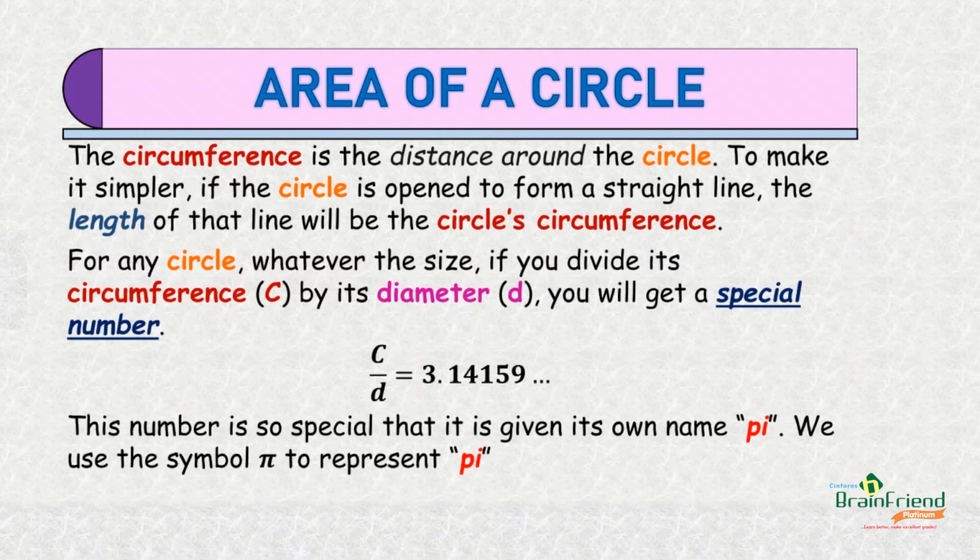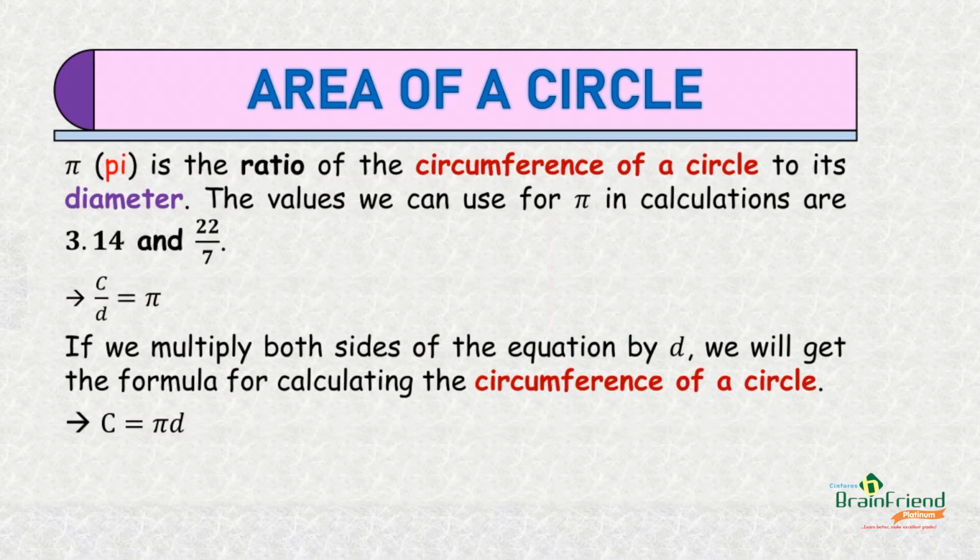Now, it is important for you to know that for any circle, whatever the size, if you divide the circumference by its diameter, you will get what we call a special number. This special number is called pi. And pi is circumference over the diameter and is always equal to 3.14159. We use the symbol π to represent pi. So pi is the ratio of the circumference of a circle to its diameter.